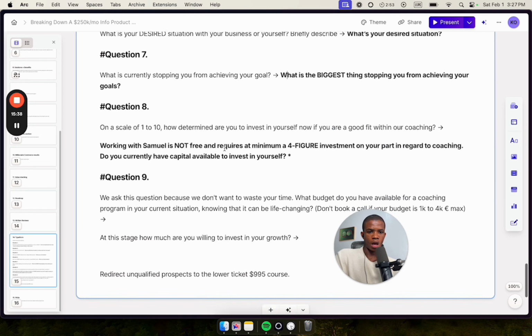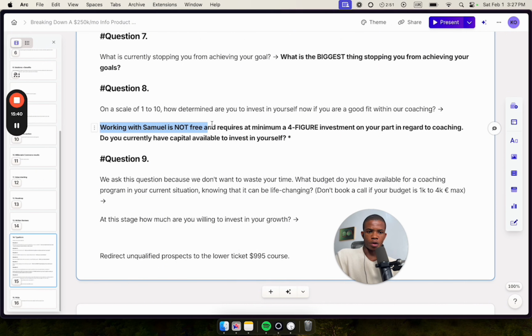Instead of that, I would personally do, working with Samuel is not free and requires a minimum of 4-figure investment on your part in regard to his coaching. Do you currently have capital available to invest in yourself? This way, you frame it differently, right? You do not need them. They are the ones who need you, and they need to understand that this is not free. It's very important to frame it that way.